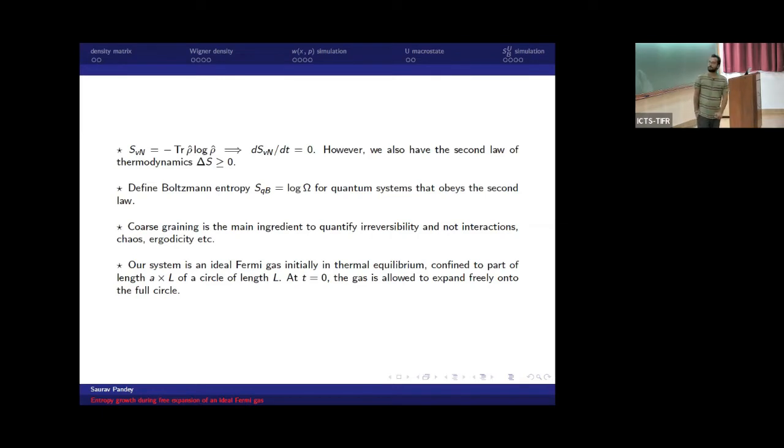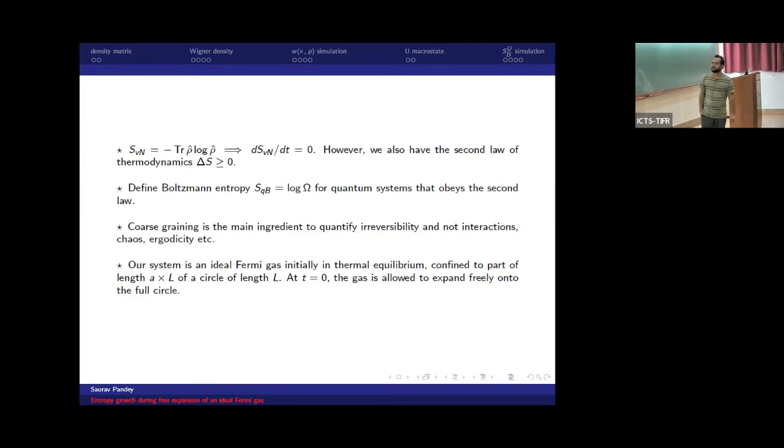So what we would like to do is, instead of working with this definition, define a Boltzmann entropy, which is like the usual log of the number of microstates kind of definition, for quantum systems that obeys the second law. And we'll see that coarse graining happens to be the main ingredient to quantify irreversibility rather than, for instance, interactions and ergodicity and so on.